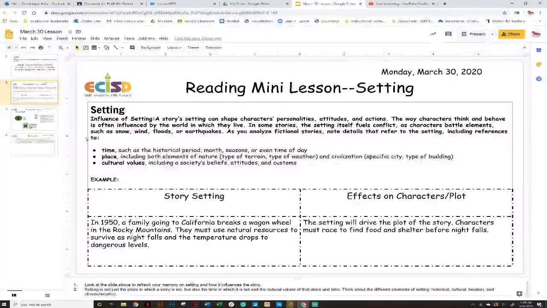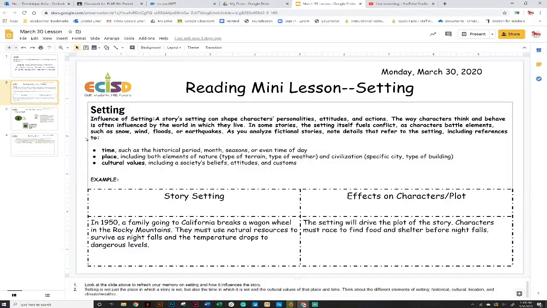Okay, before we get in, we are still going to be focusing on our same story, all right? We're not going to be changing stories. It's going to be the same story. Setting: how setting influences the story. A story setting can shape the characters' personalities, attitudes, and actions. The way characters think and behave is often influenced by the world in which they live. In some stories, the setting itself creates conflict, as characters battle elements such as snow, wind, floods, or earthquakes.